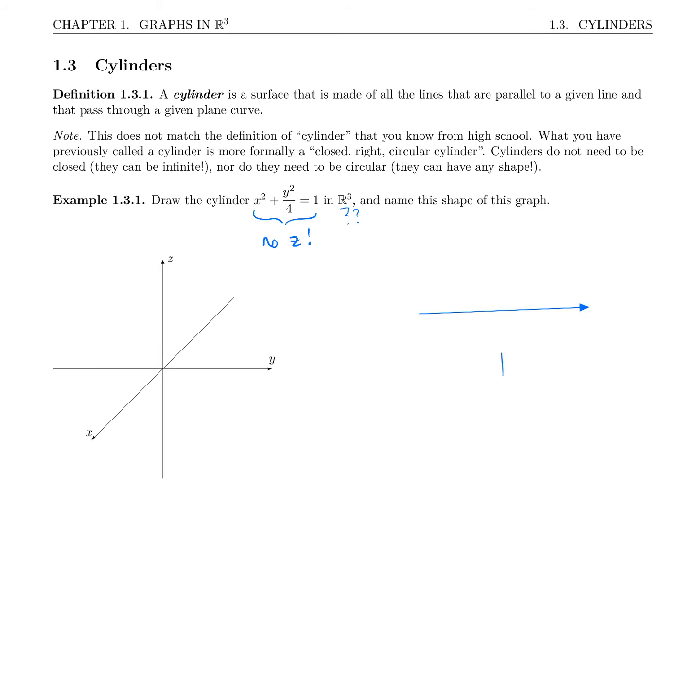Well, let's have a quick look at what it looks like in R2, and then we can export this up to 3 dimensions. So if we're graphing this in R2, you might remember this curve from high school, and that is the curve or the graph of an ellipse. And that ellipse is going to have a longer axis in the y direction. So when x is 0, y is going to be either 2 or minus 2, and when y is 0, x is either minus 1 or 1.